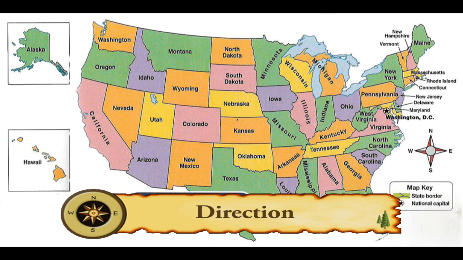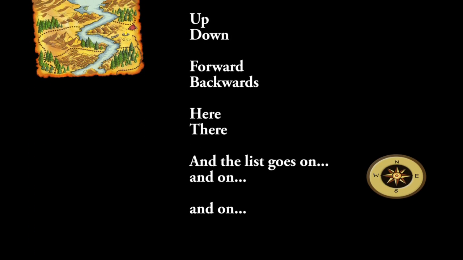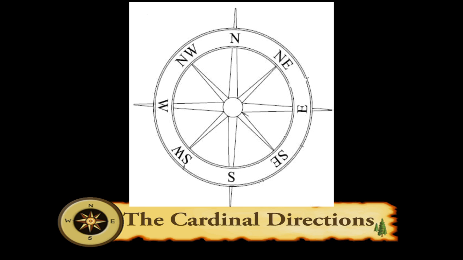Direction. Direction is one of the most important things we can learn from a map. You can use direction every day. Left, right, forward, back, up, down. But these directions depend on where you are, and which way you are facing. Maps use the directions north, south, east, and west. These directions do not change, and for that reason, they're known as the cardinal directions.